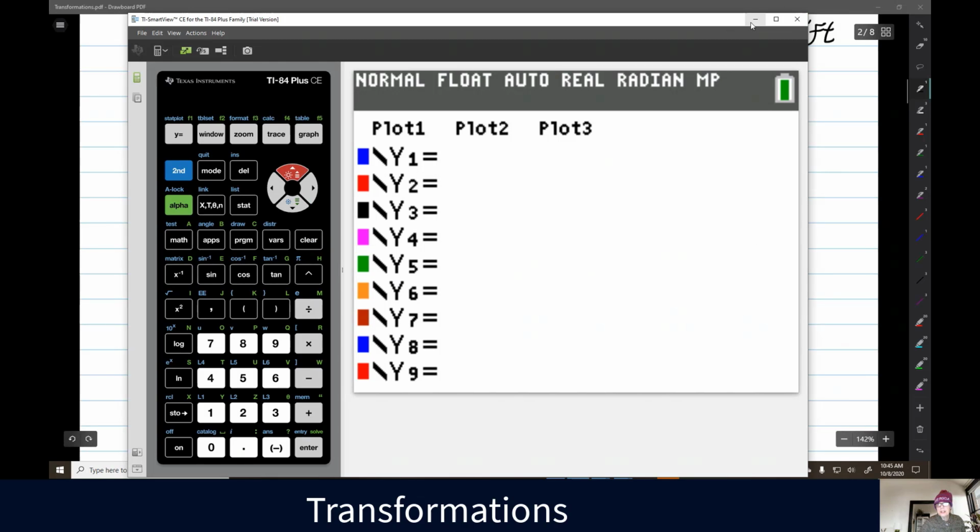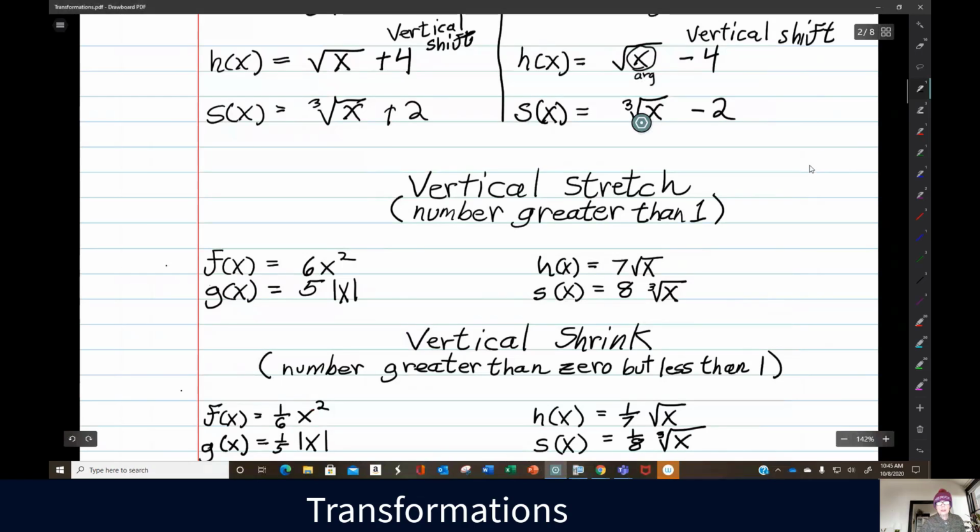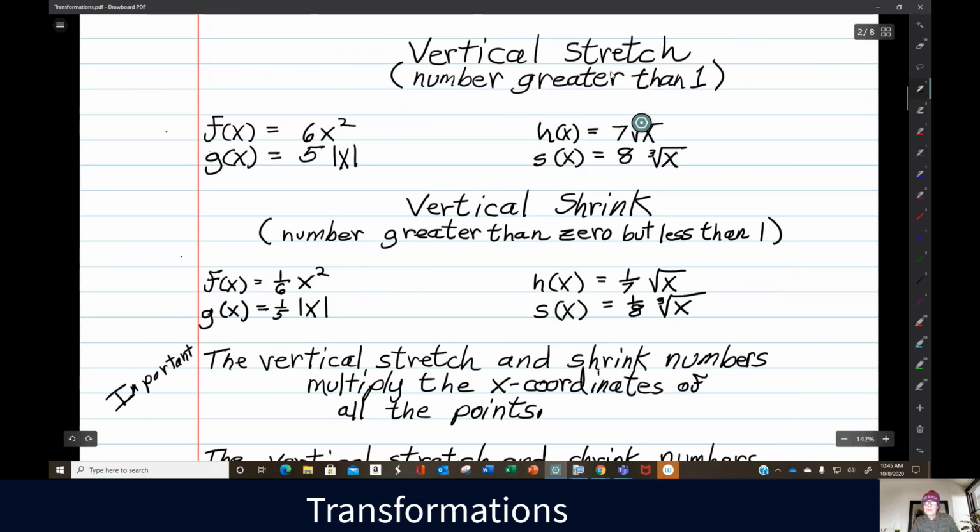Now, get rid of this for a minute and talk about vertical stretches. We should all do our stretches. The vertical stretch has to be a number greater than 1. Let's make sure we're on the same page there. And where it's located, the vertical stretch is located in front of the argument. Not in the argument, but in front of. So let me move this.